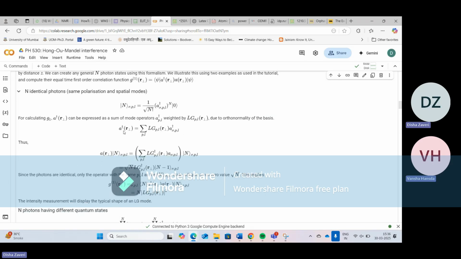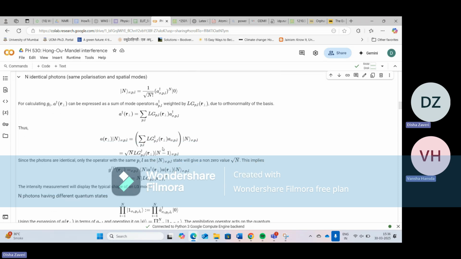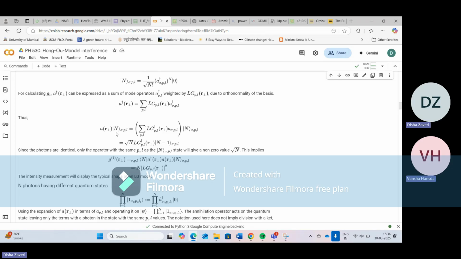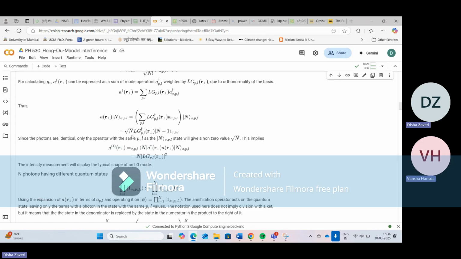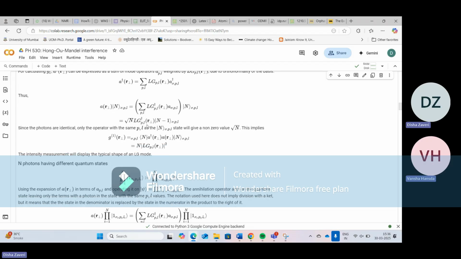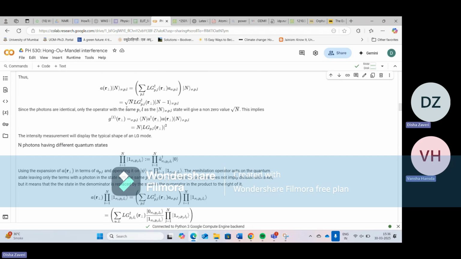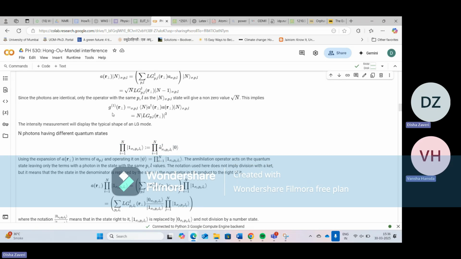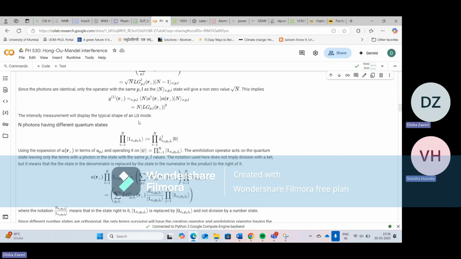So firstly, we can write A of R, A dagger of R perpendicular as a summation of the mode operators A dagger PL, weighted by the LG Gaussian modes, and this can be done due to the orthonormality of the basis. So when you act A of R on this generalized n photon state, you can expand it into the summation. Since P and L are going to be the same for all the n photons, you're going to get the answer to be root n into LG PL of R into the state with n minus 1 photons. And hence when you compute G1, you are going to get n into mod square of LGPL.